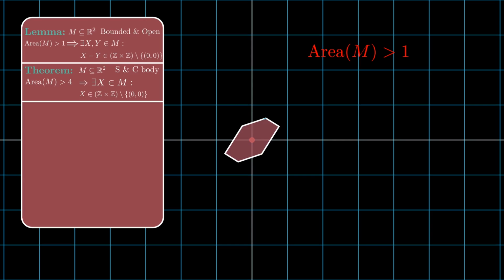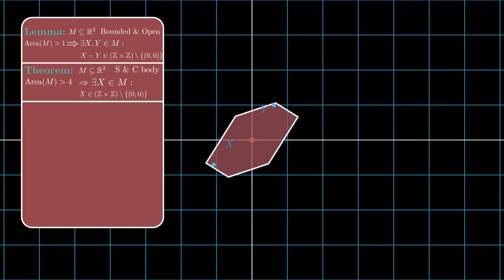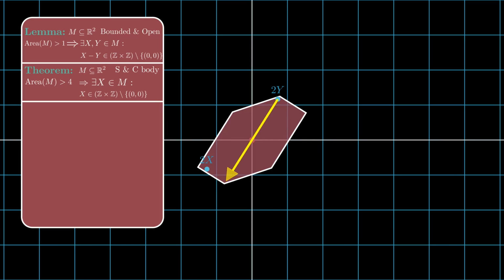By our lemma, there are 2 points, x and y, such that their difference is a non-zero integer point. Revert back to the original scale and notice that the points 2x and 2y are in M. Since M is symmetric, we have that minus 2y is also in M. We know that x minus y is a non-zero integer point.